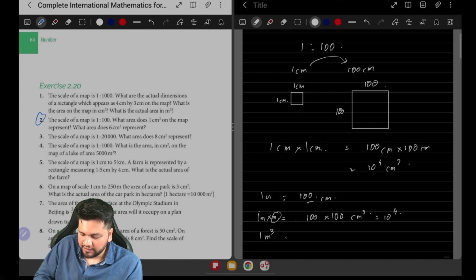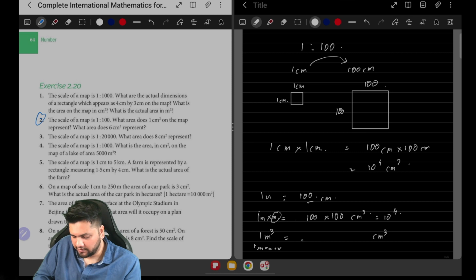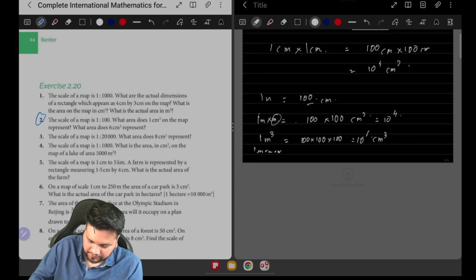Volume, if I talk about 1 meter cube, if I want to convert that into centimeter cube, it's like 1 meter into meter into meter. I'm converting each meter to centimeter, so 100 into 100 into 100, which is 10 to the power of 6 centimeter cube. Obviously you can use this for kilometers or whatever.